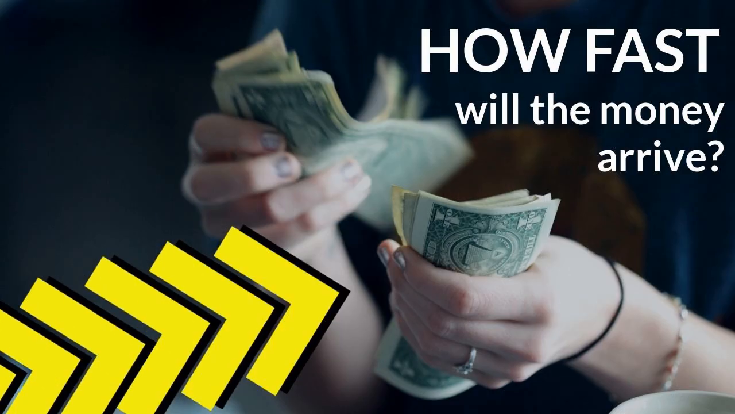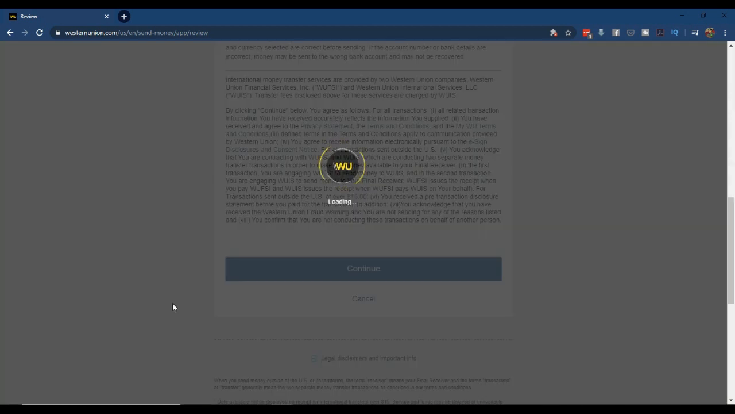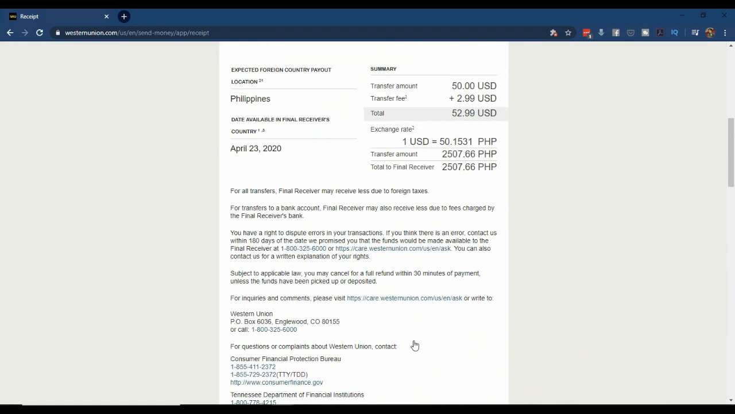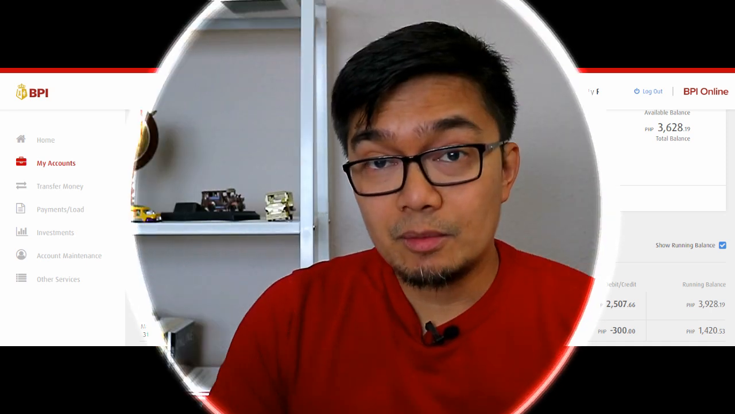So how fast will the money arrive in the Philippines? On April 25, 2020, I sent $50 to my BPI bank account in the Philippines, and I used a debit card to pay for the transaction. The money arrived in my account between 2 to 4 hours after I made the transaction. That was fast.